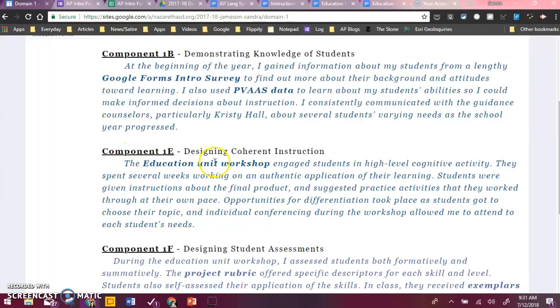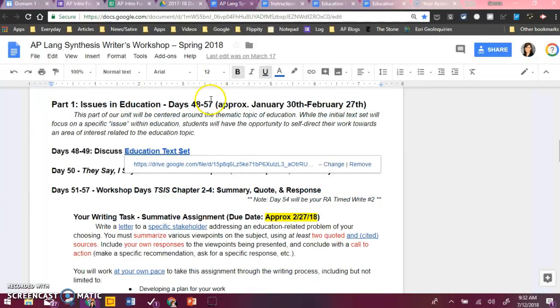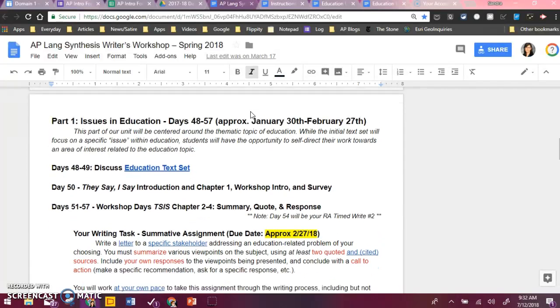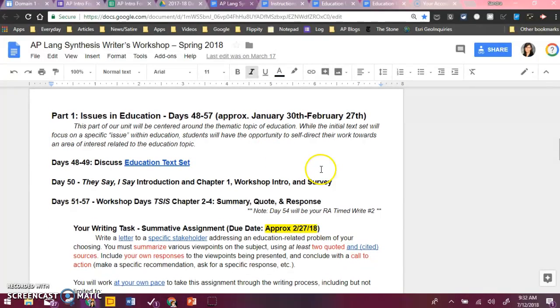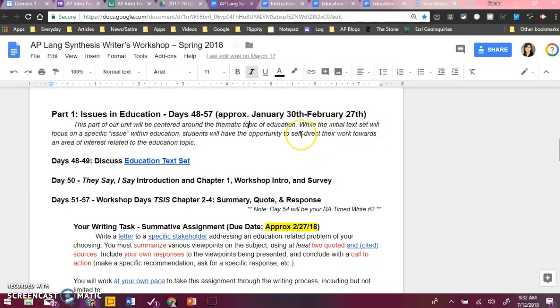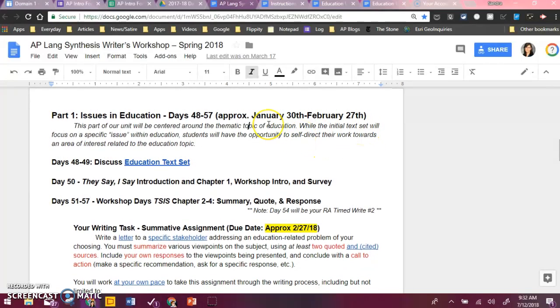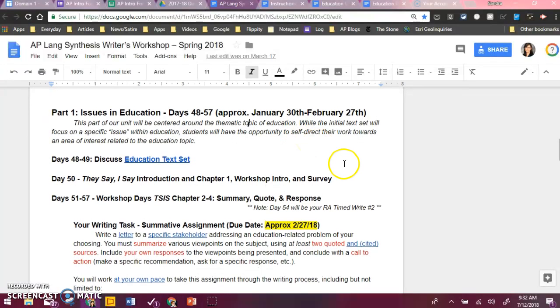Domain 1F is about designing coherent instruction, and I think the best example of this is our education unit, which was obviously part of my building goal, part of just about everything that I focused on this year. But I think this is a really good example of good instruction, and also very well organized and planned and put together.